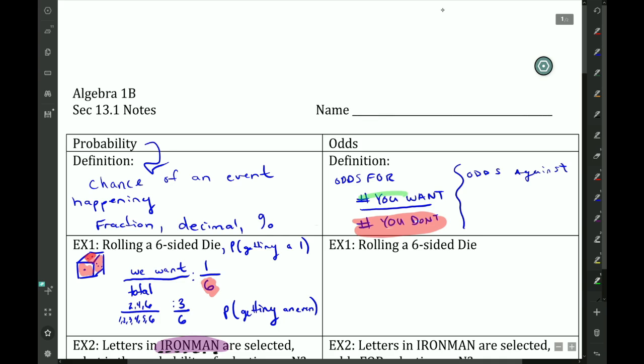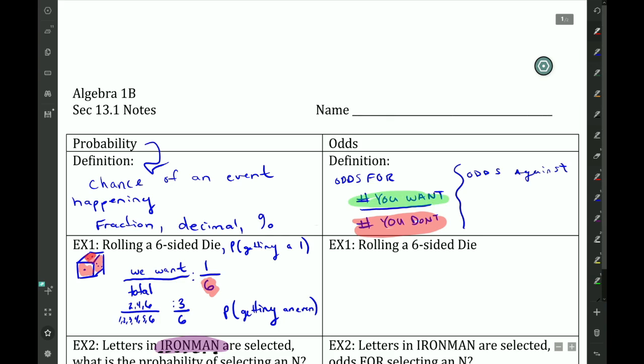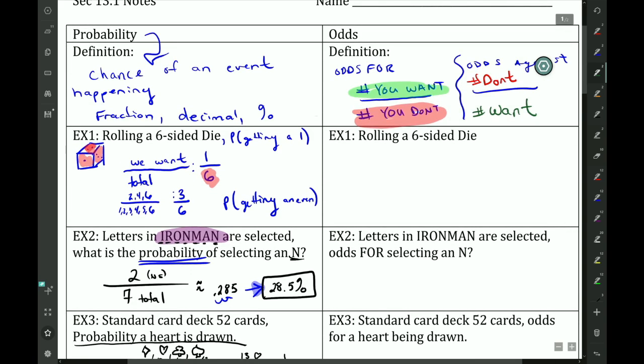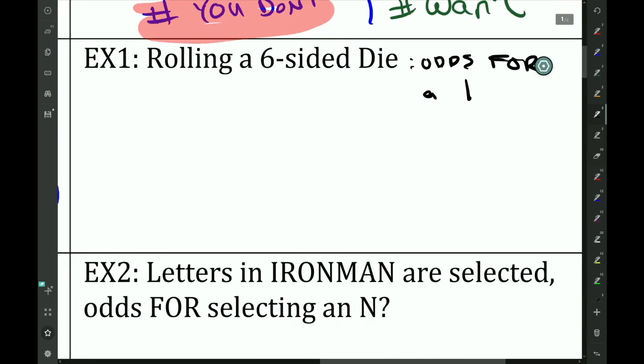Odds against will similarly take the things you don't want, the number of things, over those that you do want. Okay, so rolling a 6-sided die and similar examples. I want to know the odds for a 1. Probability was over here, it's not going to be 1 in 6. So now we're focusing on odds.